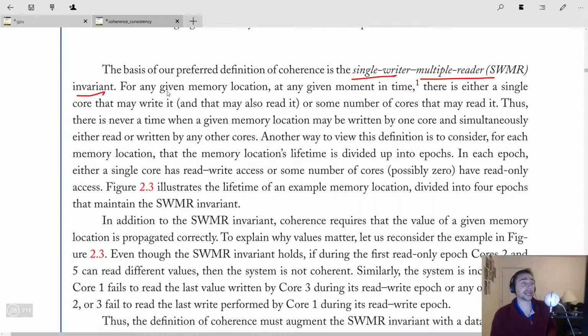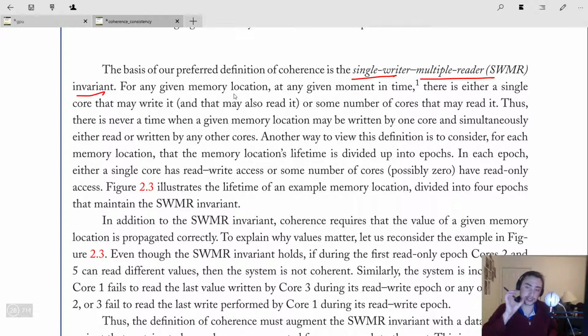So that means that for any given memory location, so coherence deals with a single memory location, and this will be for every single memory location you'll have coherence for. But coherence itself is really just focused on what's happening at a single memory location.